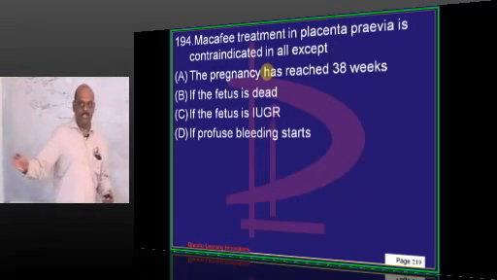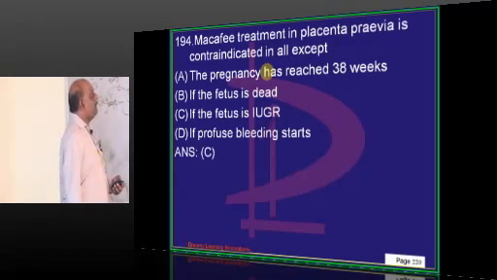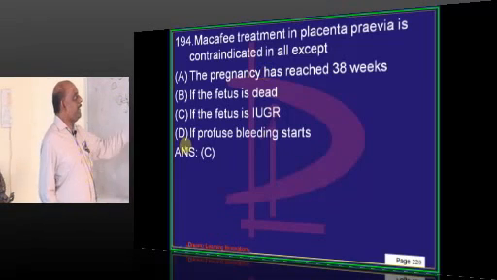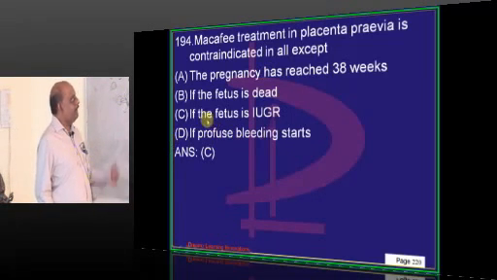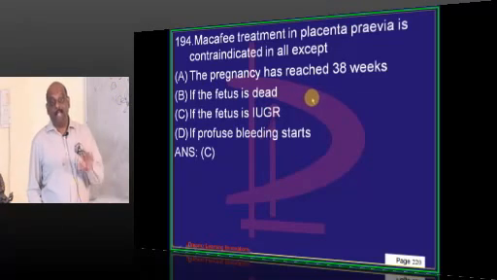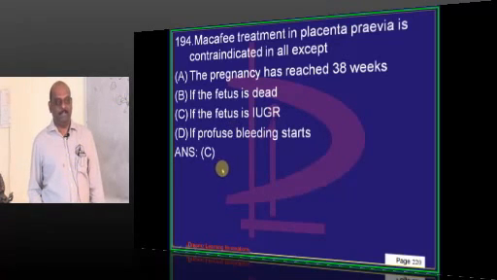McAfee is the conservative regime for management of placenta previa. So where is it basically not indicated? It is not indicated if there is any profuse bleeding, if the fetus is dead, or if the pregnancy has reached 38 weeks. But if there is IUGR with placenta previa, then you can continue the conservative regime of McAfee, is what needs to be remembered. So what is McAfee's regime?